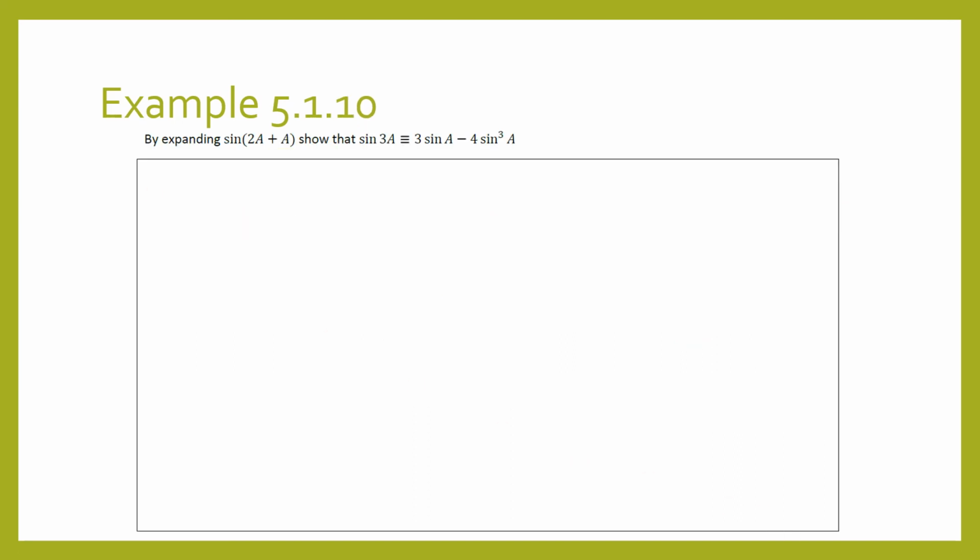Now this is a really good question. By expanding sine of 2a plus a, show that sine of 3a turns out to be 3 sine a take away 4 sine cubed a.